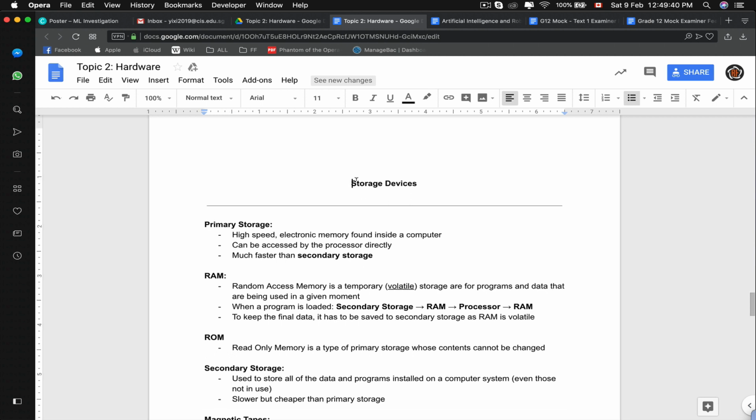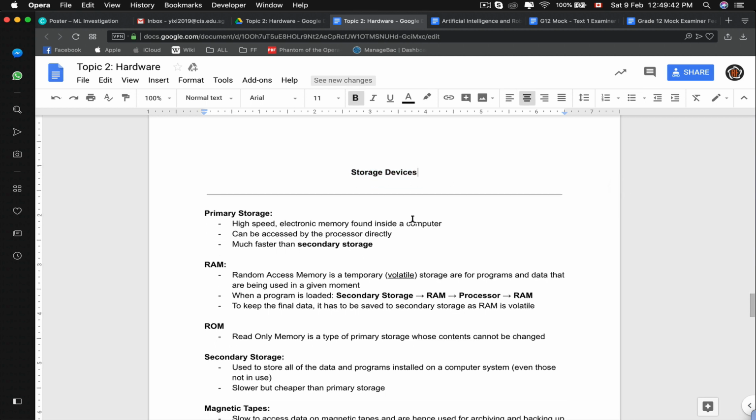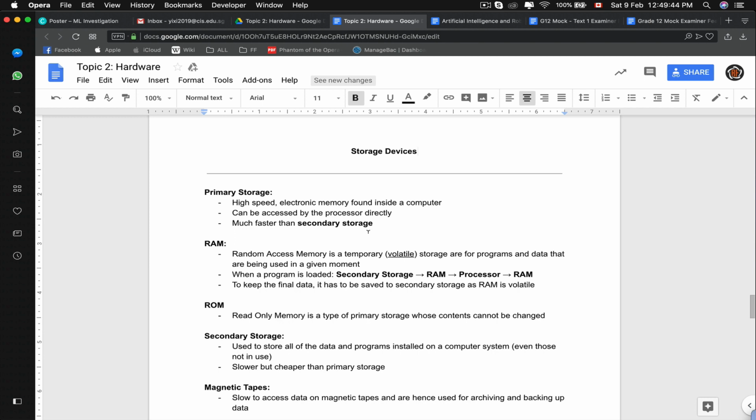Storage devices, this can definitely link to a database unit. So primary storage, I find it a bit strange, but sometimes primary storage, they refer to SSDs, sometimes they refer to RAM. So commonly I refer to it as SSDs, unless the question specifies it to be RAM.